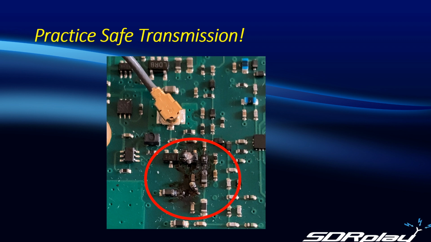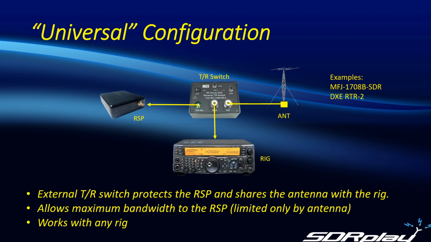So let's move on and talk about what if your rig doesn't have any of those outputs available. Well, there is an alternative, and it's what I call the universal solution, or universal configuration. In this case, we use an external TR switch, and shown here is the MFJ 1708B-SDR. There is a similar device available from DX Engineering called the RTR2.